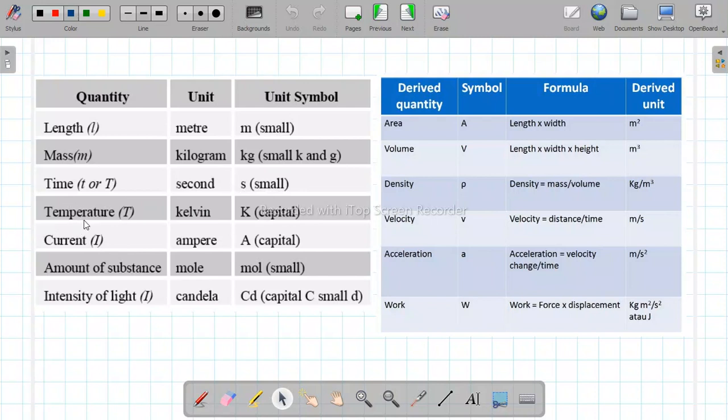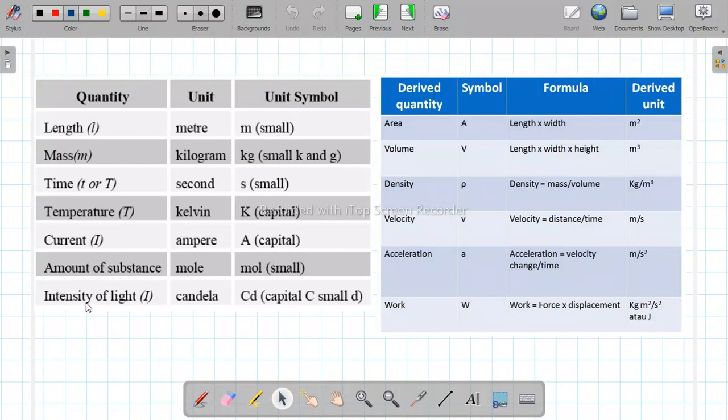Then we have temperature represented with capital T, measured in Kelvin. Again, Celsius and Fahrenheit are the units of temperature as well, but the standard unit is Kelvin. And the symbol which we use to represent this Kelvin is capital K. Then capital I to represent current. Current is measured in amperes and this capital A to represent ampere. Then amount of substance is measured in moles. To represent mole, we use mol, again small case.